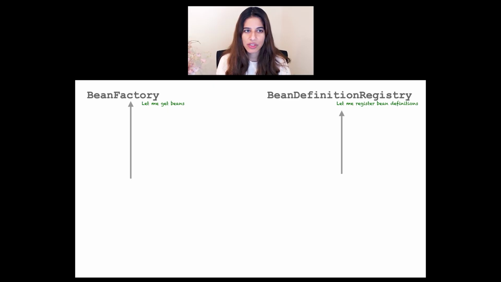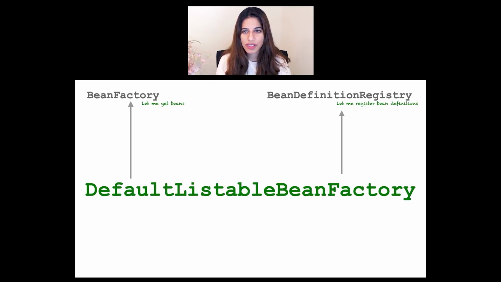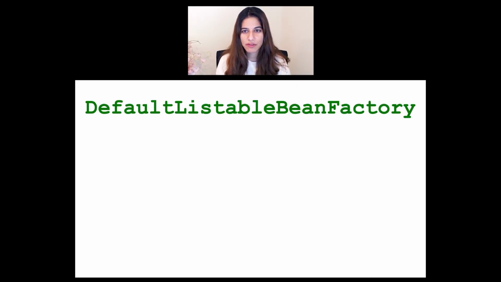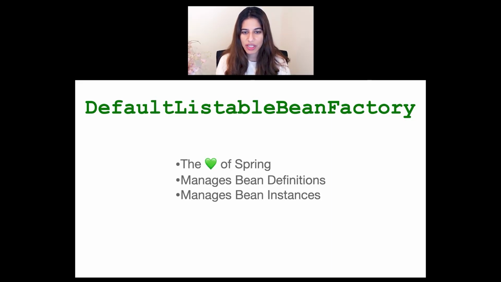There are many implementations of the bean factory, but in the framework where the two interfaces come together is the DefaultListableBeanFactory. The DefaultListableBeanFactory implements both the BeanFactory and the BeanDefinitionRegistry. It's important to know about the DefaultListableBeanFactory because it forms the heart of Spring. It manages bean definitions because it implements the BeanDefinitionRegistry, and it also manages bean instances because it implements BeanFactory.